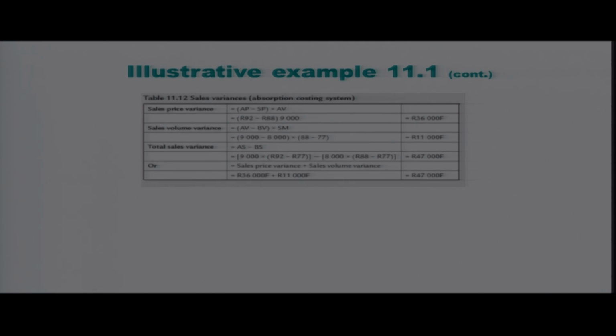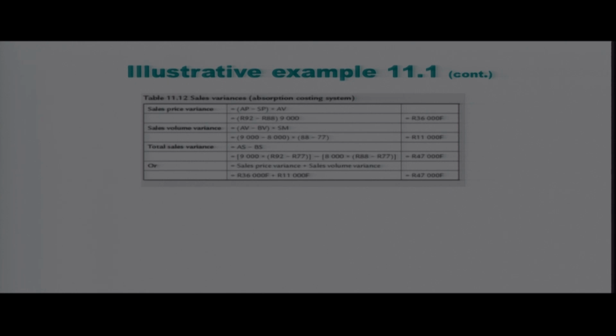And then if we have to do the sales volume variance, we'll then say actual units minus budgeted units multiplied by the standard profit. Remember in absorption costing, we'll then say sales minus all the variable cost as well as the fixed cost. So we say we sold 9,000 units, we budgeted to sell 8,000. Our selling price as per the budgeted information is 88 rand. Total production cost or standard cost is 77 rand. Bear in mind that the 77 rand includes both the fixed as well as the variable cost.